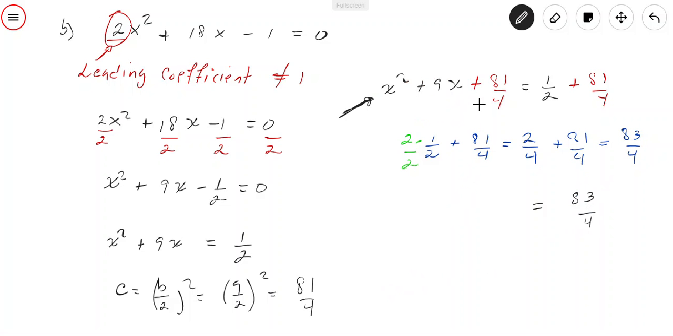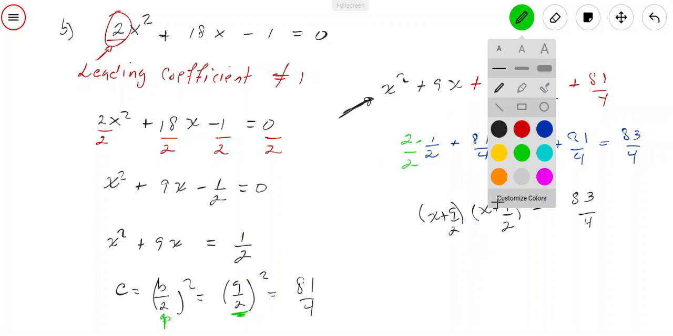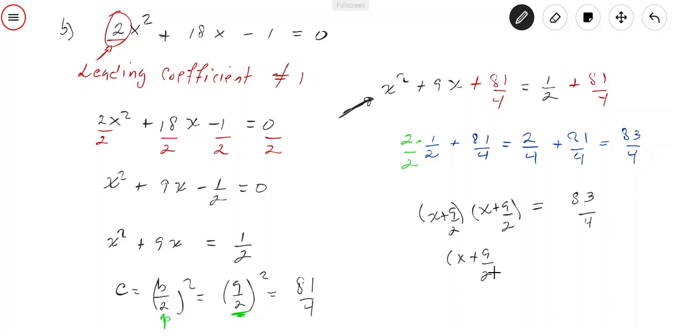On the left side, if I factor this, I will get two linear factors that are equal: x and x, and the factors of 81 over 4 that give you 9 when you add are 9 over 2 and 9 over 2. So it's x plus 9 over 2. Always, the number that you put here is the number inside the parentheses just before the square, which is b over 2. So now we have that x plus 9 over 2 times itself is x plus 9 over 2 squared equals 83 over 4.